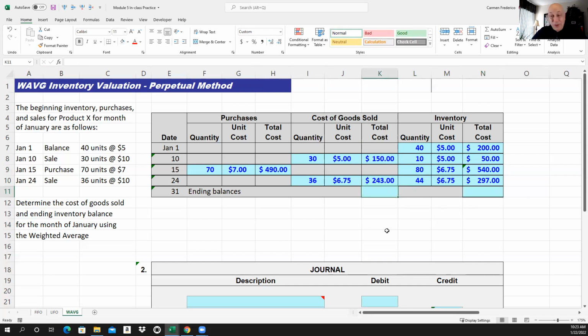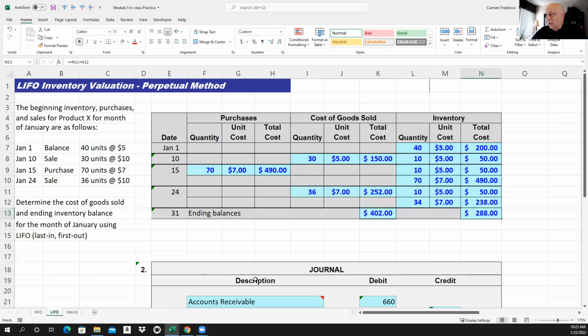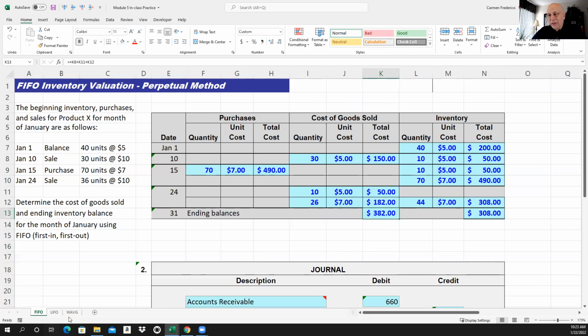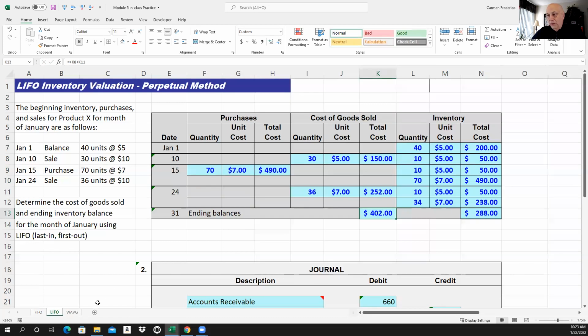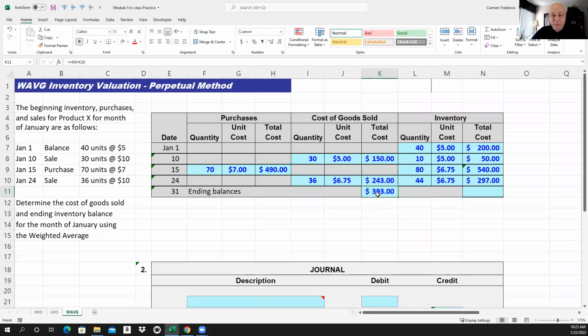So we get the cost of goods sold for the period. You have the 150 plus the 243, you have $393. If you look at that, the 393, which is lower than the LIFO, but it's higher than the FIFO. It's somewhere in between the 382 and the 402. Weighted average is 393. And the ending inventory is simply going to be 297. Again, somewhere in between the 288 and the 308 for FIFO and LIFO. Okay. So that's weighted average.